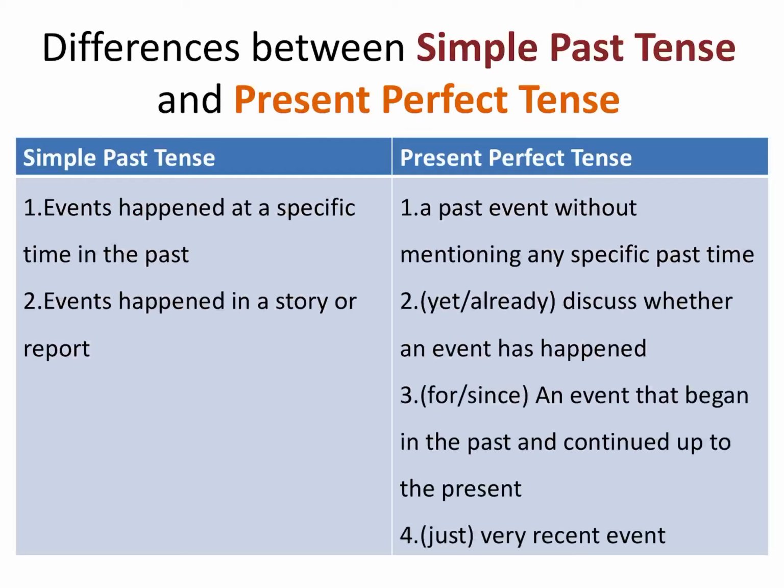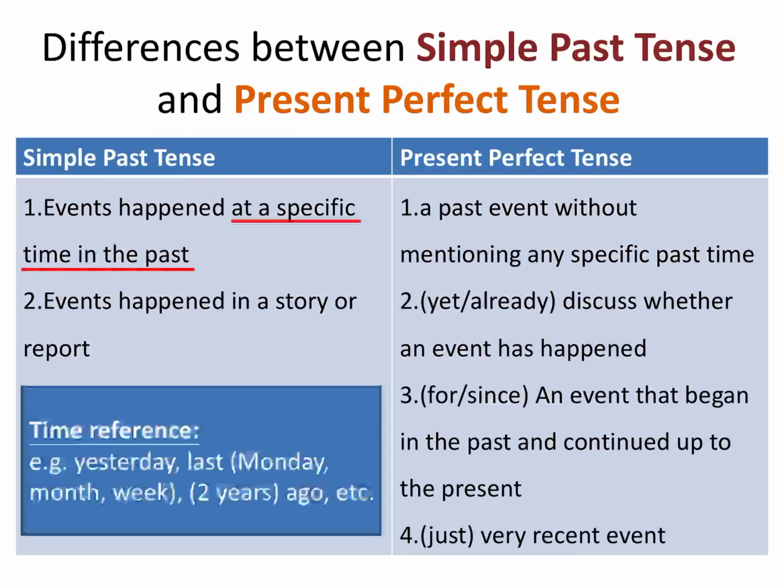When both simple past and present perfect can be used to talk about the past, which tense should we use? Let's look at the differences. The major difference is that we use simple past tense when there is a specific time reference, as we know exactly when the past action happened.